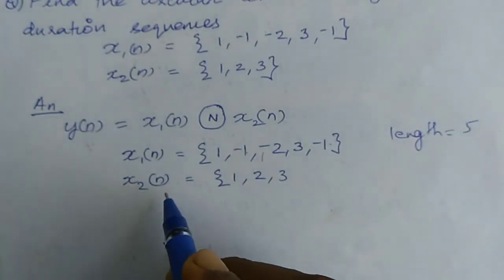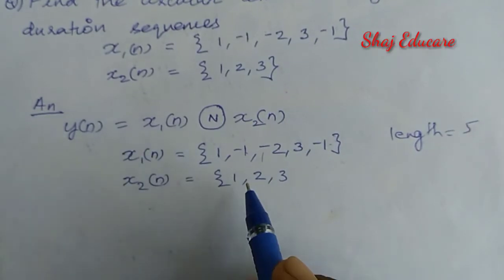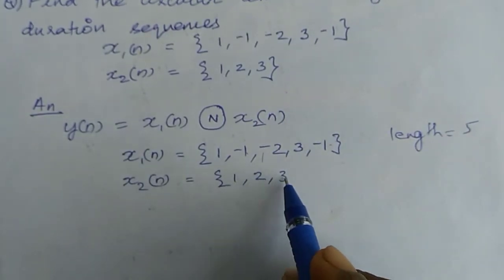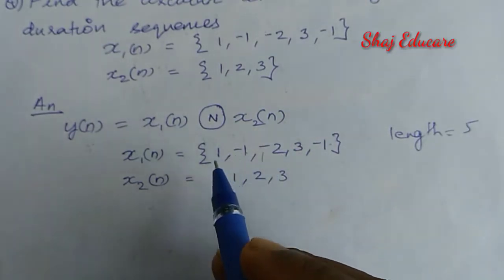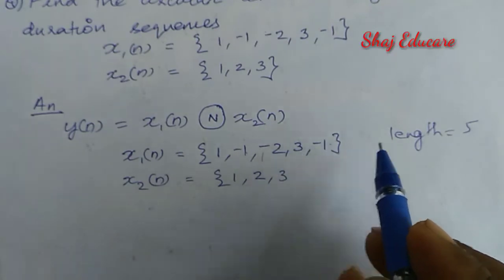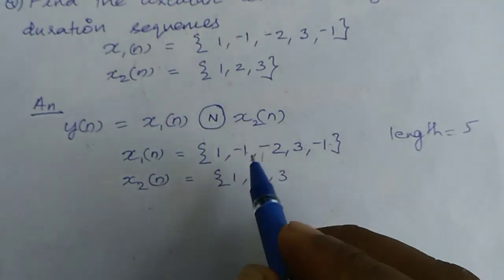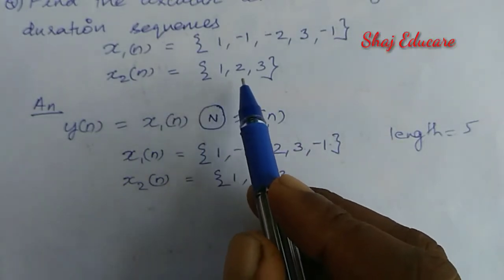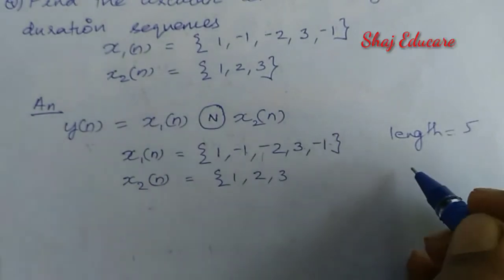And what about the second signal x2 of n? Here the length of the sequence is 1, 2, 3. The length means the number of elements in each signal. The number of elements in x1 of n is 1, 2, 3, 4, 5, so the length is 5. And in the case of the second signal, we have only 3 elements, so the length is 3.